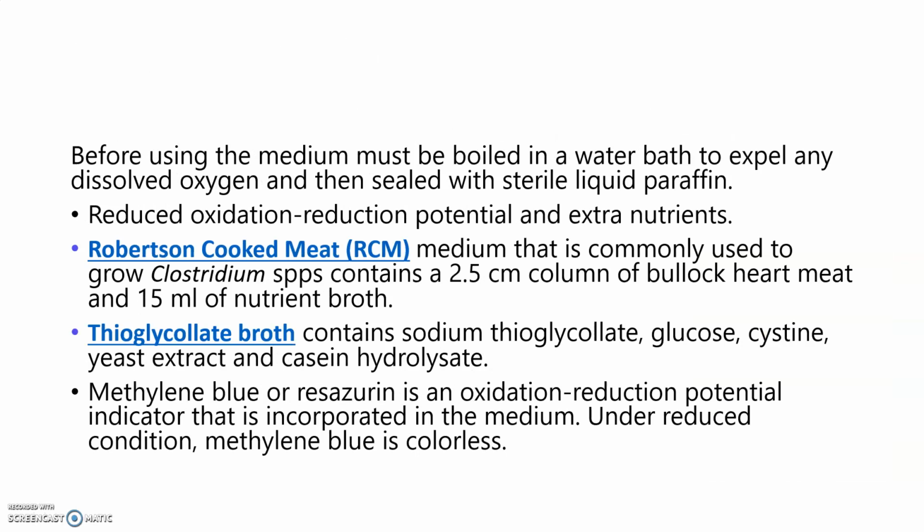Before using the medium, it must be boiled in a water bath to expel any dissolved oxygen, and it should be sealed with sterile liquid paraffin. Reduced oxygen, oxidation reduction potential, and extra nutrients are the important peculiarities of anaerobic media. Example, Robertson cooked meat broth. That medium, commonly used to grow Clostridium species, contains a 2.5 cm column of bullock heart meat and 15 ml of nutrient broth.